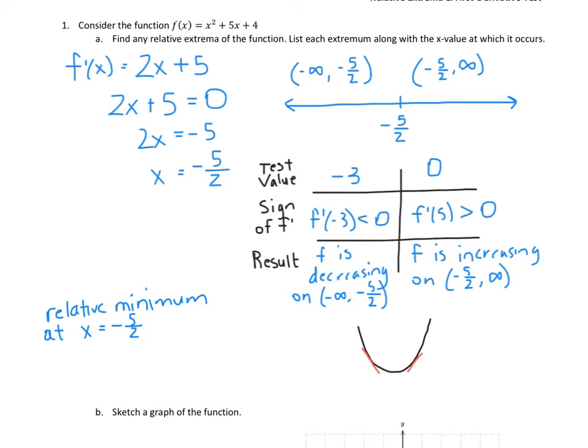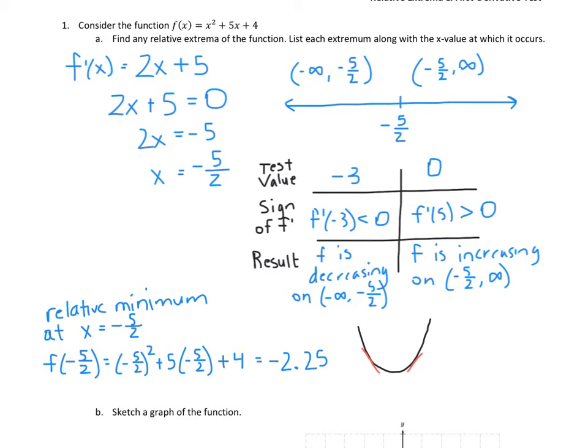So we've determined where the relative extrema occur. Now we're also asked to list each extrema along with the x values at which it occurs. Well, we've listed the x value. Now to list the actual extrema, we need to determine the function value. So we need to plug negative 5/2 into our original function.